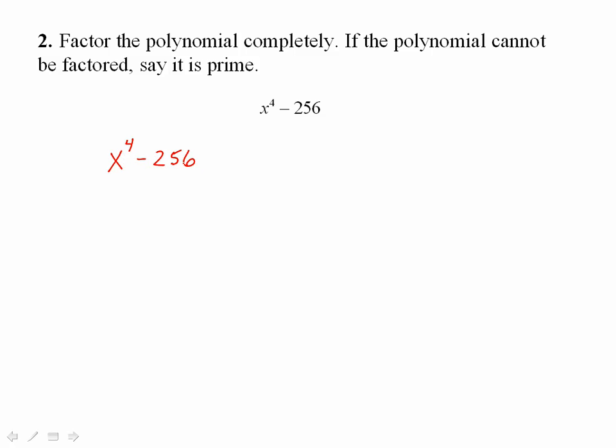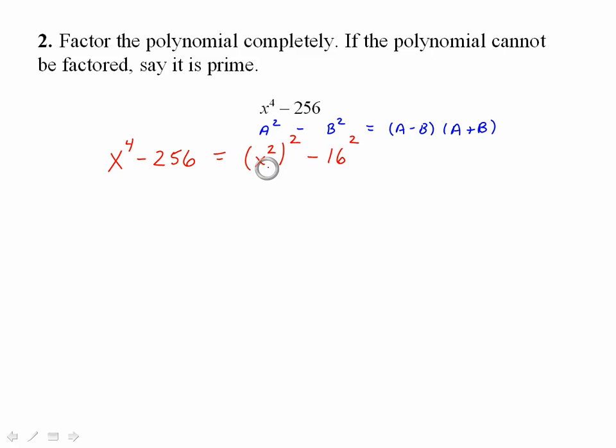When you have the difference of two terms, you wish to ask yourself whether or not this might be the difference of two squares. X to the fourth is a perfect square because it can be written as x squared, all squared. 256 is a perfect square because it can be written as 16 squared. So we can see that our polynomial is of the form a squared minus b squared. We know that that will factor as a minus b times a plus b.